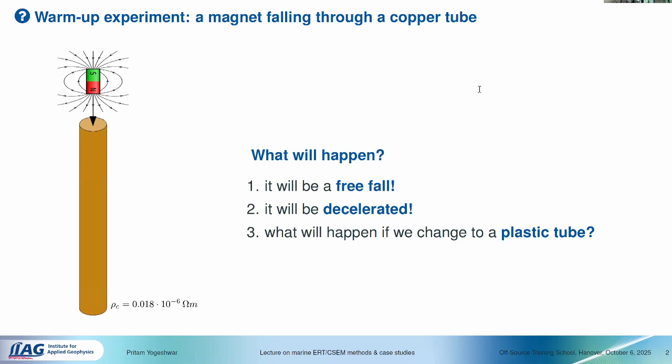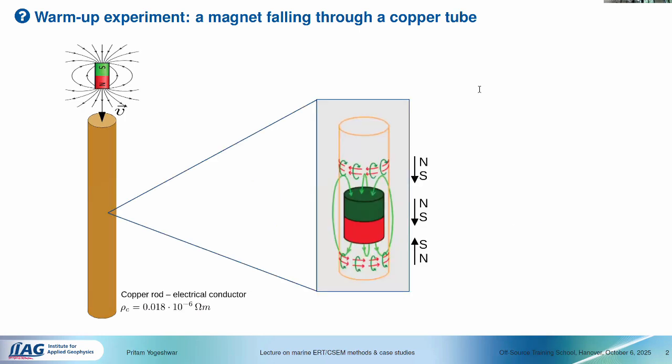Okay, so this is a very basic image of induction. What happens? It will actually be decelerated. So it will slow down. Why does it slow down? Because we have a stationary magnetic field here, stationary because it's a permanent magnet. But since this whole magnet falls through this loop, the field actually changes with time. So we have a temporal change of the magnetic field.